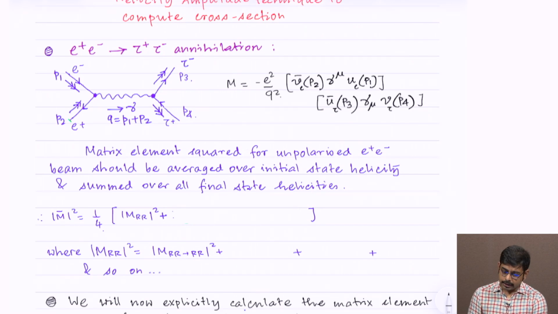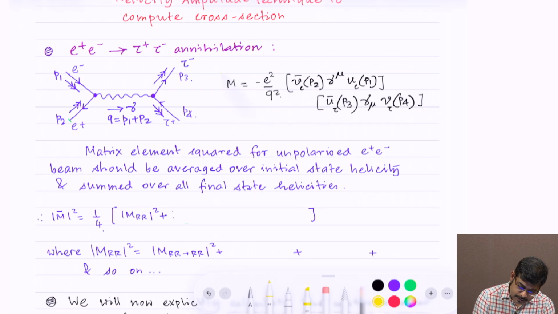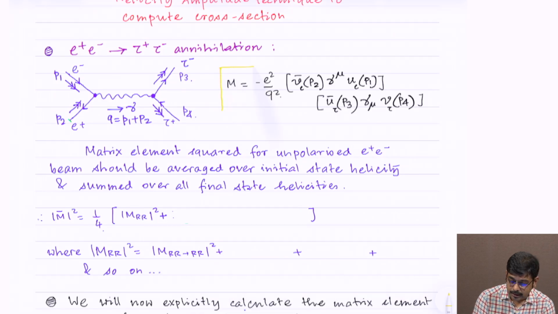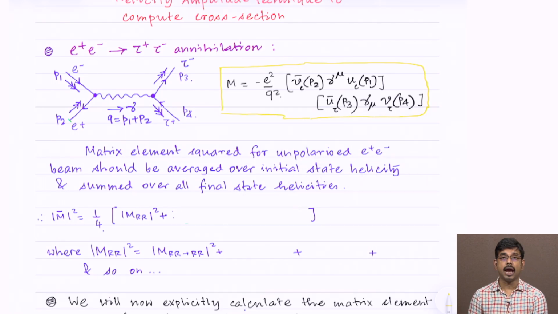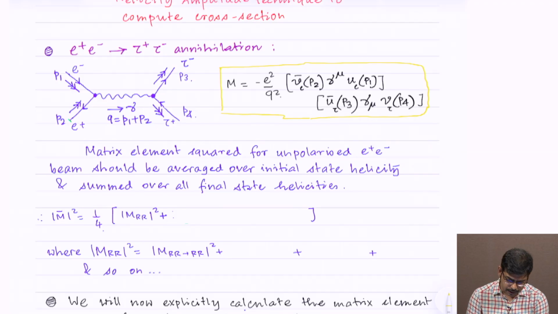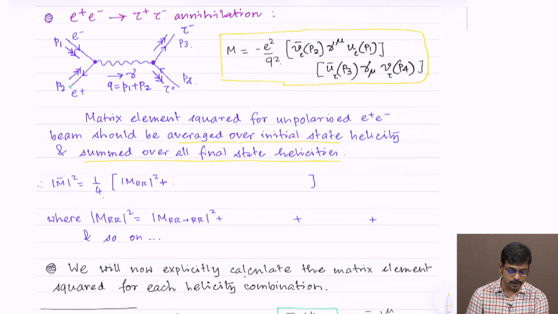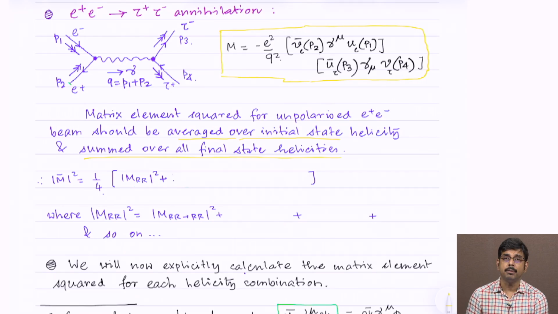Now, once we write the matrix element in this particular way, the next thing to calculate the cross section is to calculate the matrix element squared. In this process, you remember that we talked about the unpolarized electron positron annihilation, which requires that you sum over all the helicity combinations that are possible in the final state, and also take an average over the helicity combinations that are allowed, right. So, average over the initial state spin or helicity and summed over all final state helicities is what is required in calculating the mod M bar square.